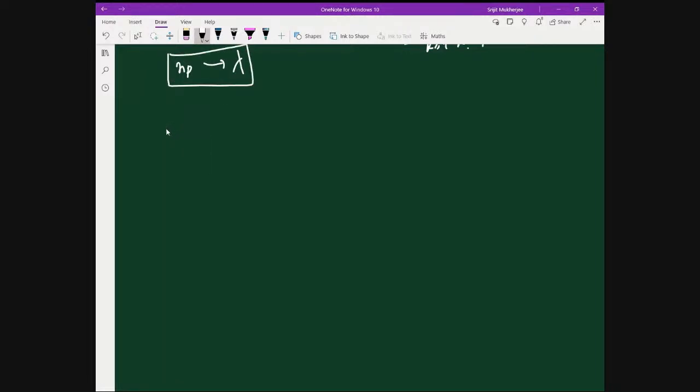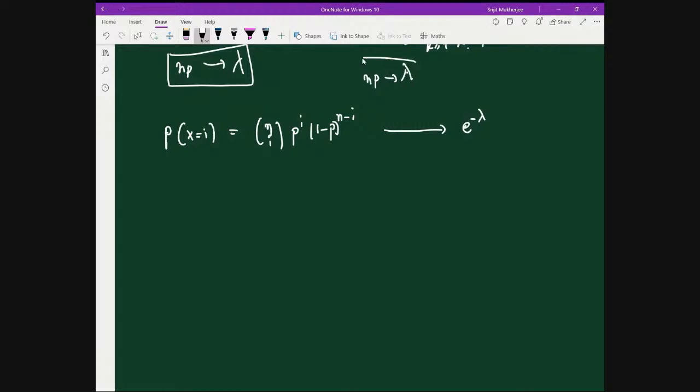So what we need to show is that the probability that X equals i, which is n choose i, p to the power i into (1 minus p) to the power n minus i, must go towards the Poisson probability, e to the power minus lambda. What is lambda? np goes to lambda. Remember this, this is the definition: as n increases and p decreases, np goes to lambda.